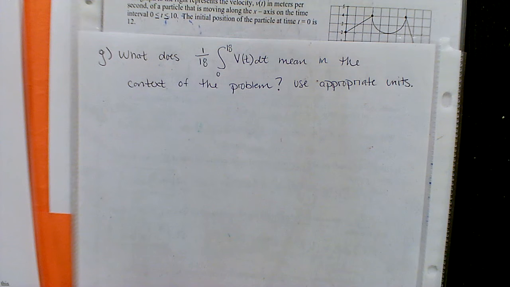We're going to talk about what the integral from 0 to 18 of the velocity represents, but this time we're going to multiply it by 1 over 18. So it's a slight change to the other approximations that we found. Okay, so what does this mean in the context of the problem? And we're going to use units.